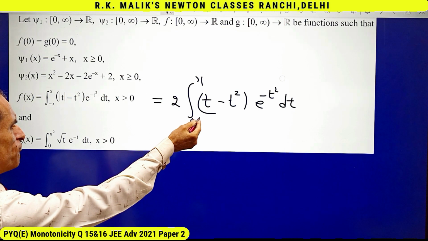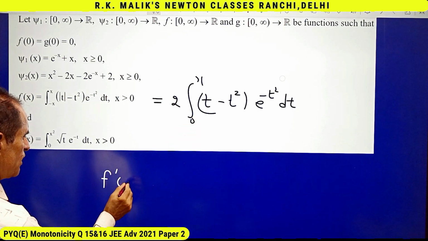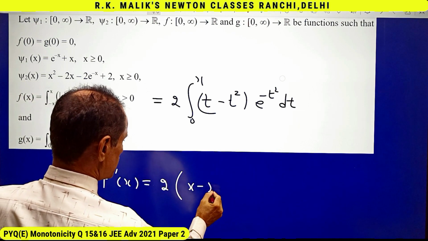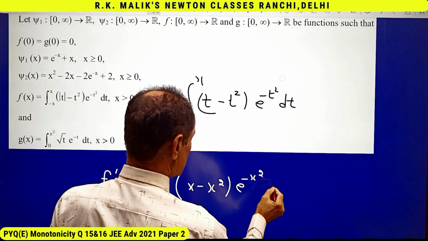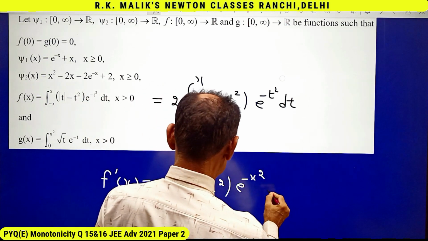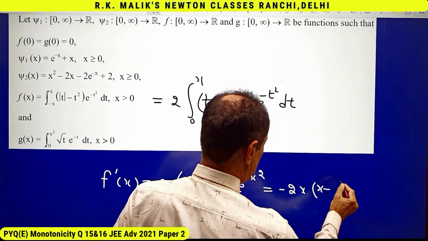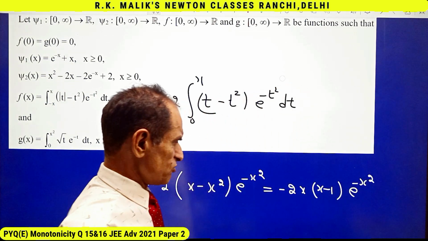This equal to this I have just now proved. From here I can say f dash x is equal to 2 times (x minus x square) into e to power minus x square. That is equal to minus 2 into x minus 1 into e to power minus x square.